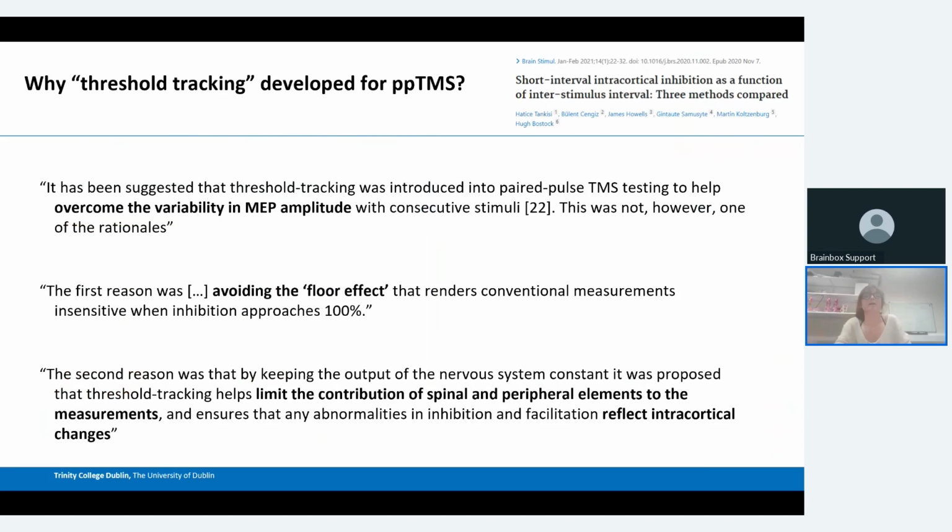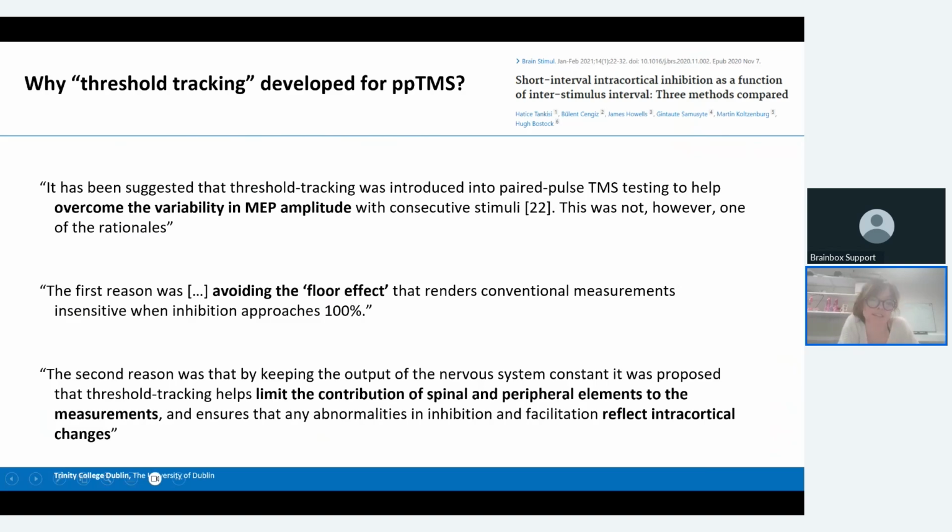So why use threshold tracking? Some people were saying that the reason that threshold tracking was developed in TMS was to overcome the variability in the MEP amplitude and how that was affecting amplitude-based TMS or fixed intensity TMS. But that was not the case. And there's a nice quote about this in Hatice Tankisi's paper up top there.